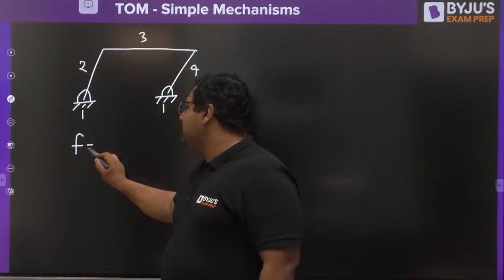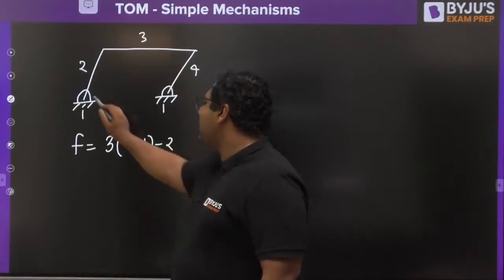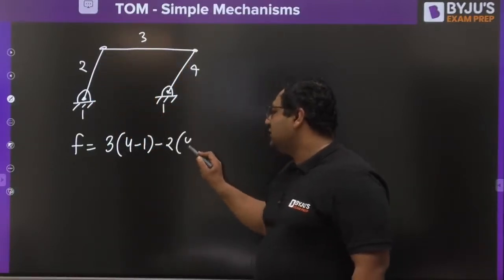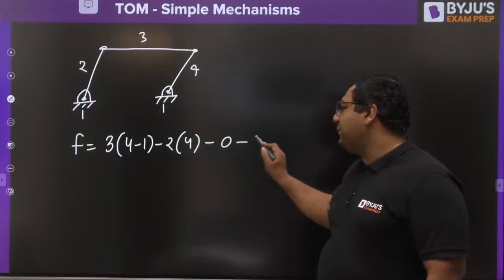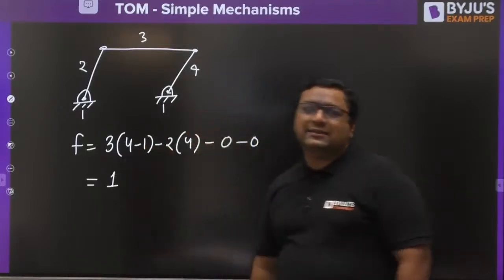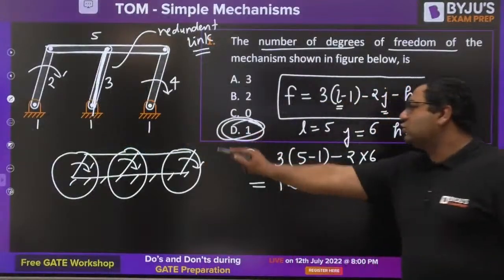Now degree of freedom is 3 into, number of links are 4, minus 1, minus 2 into joints, which are 1, 2, 3 and 4. All are binary. So it is 4 minus, there is no higher pair, no redundant motion. You will get the answer to be 1. So guys, this is how you can find the answer for such a question. So the answer is going to be D.